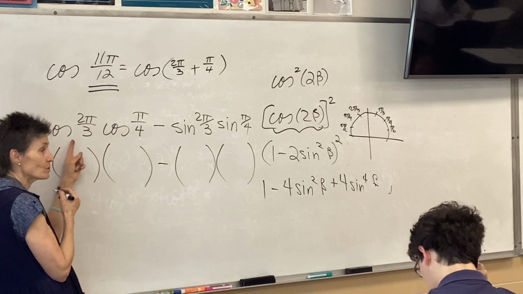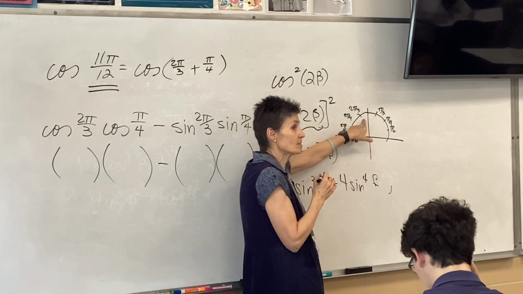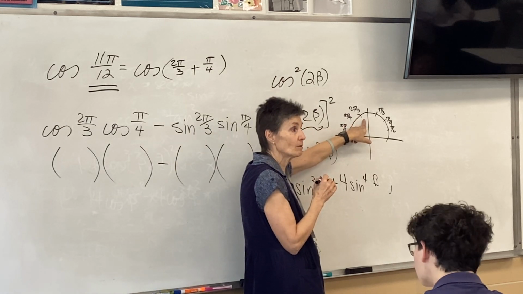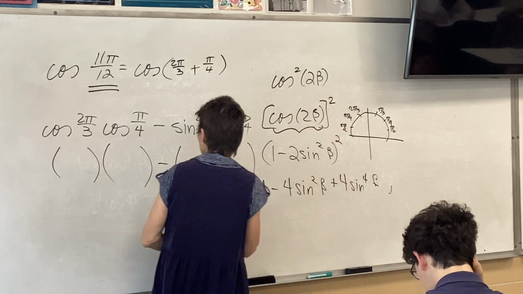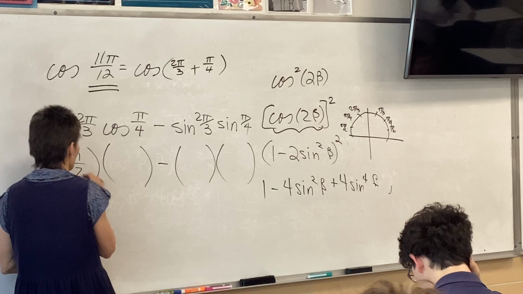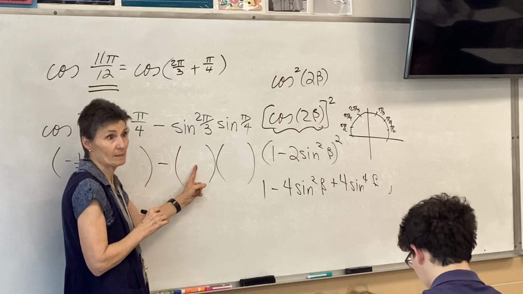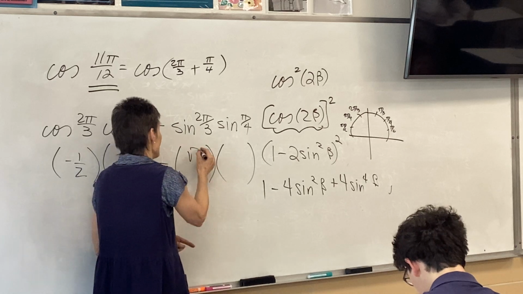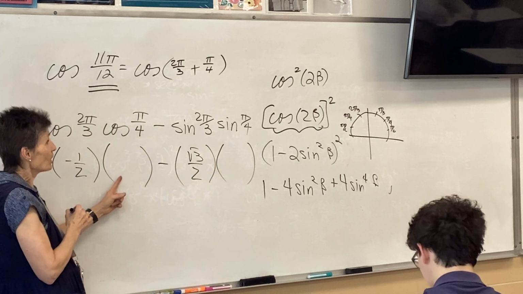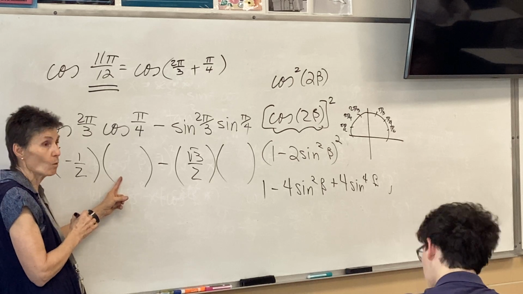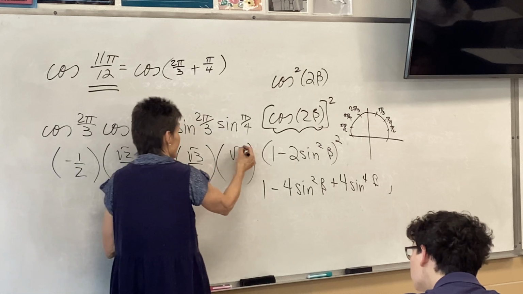What is the cosine of 2 pi over 3? Be careful. Negative 1/2. I might as well do this one. What's the sine of 2 pi over 3? Root 3 over 2. What's the cosine of pi over 4? Root 2 over 2. And so is the sine.